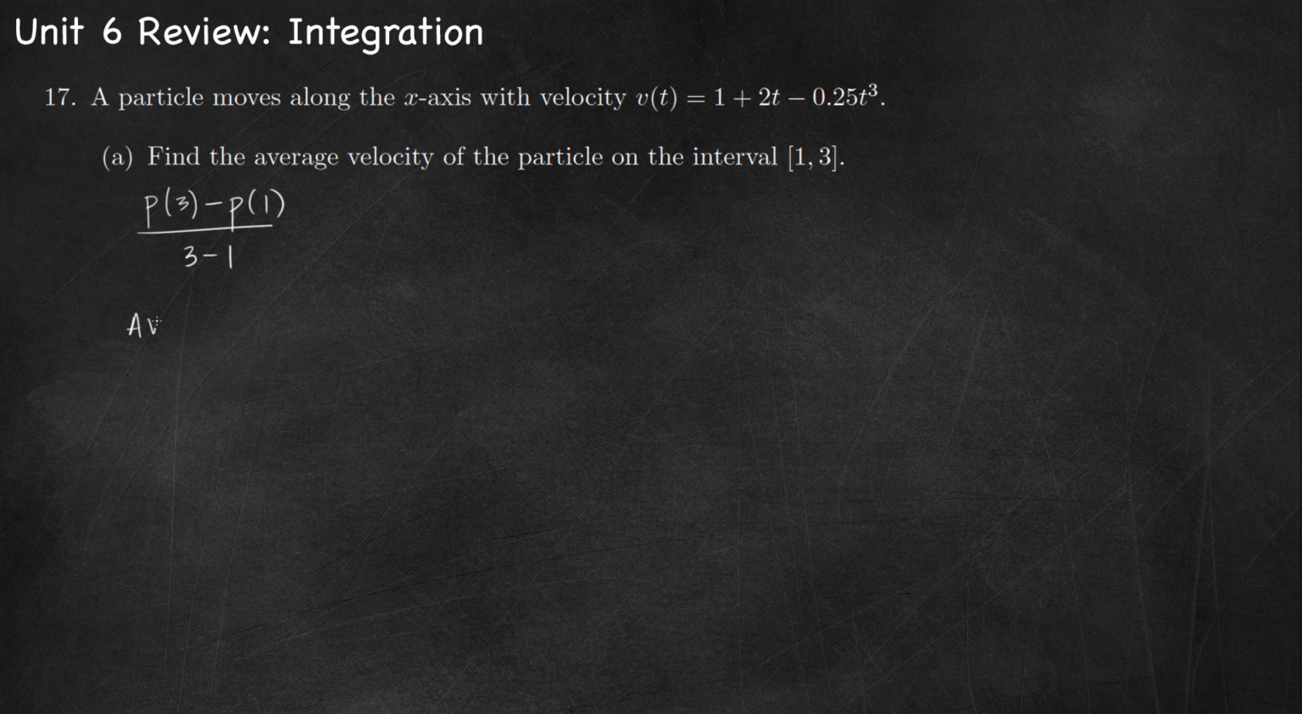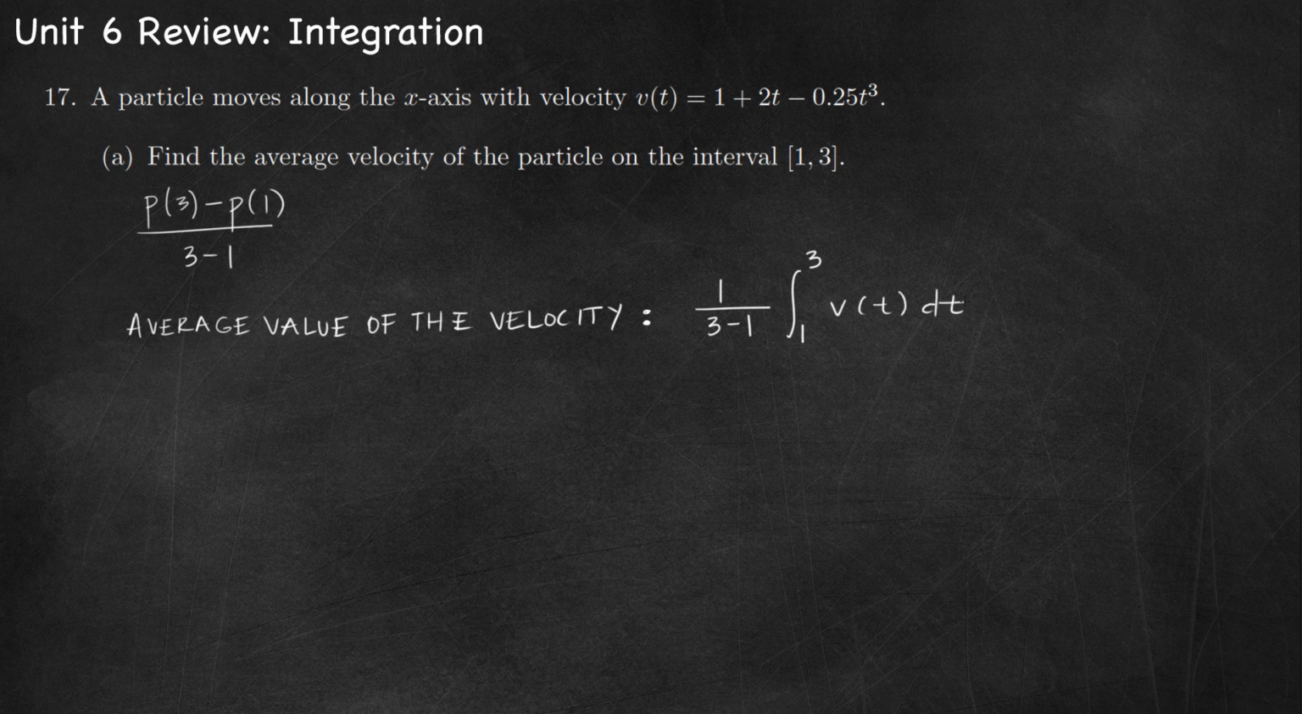So I'm going to use the average value formula. I want the average value of the velocity. And for that, I'm going to use the average value formula, which is 1 over b minus a, in this case 3 minus 1, times the integral from a to b of the function you want the average value of, so v of t dt. This is going to give me the average value of the velocity, or just the average velocity.